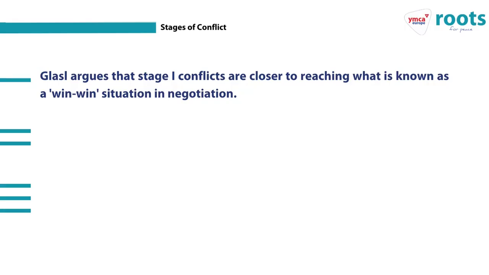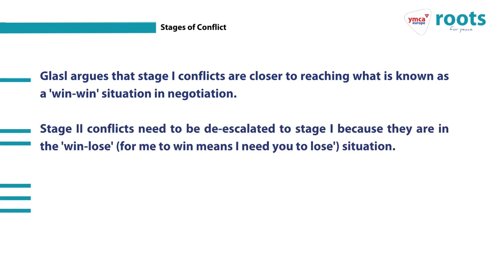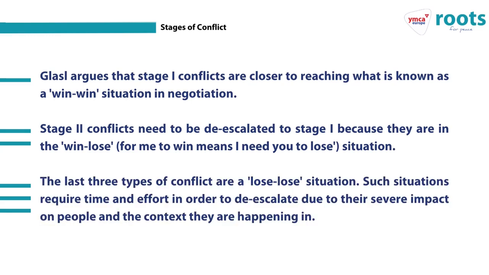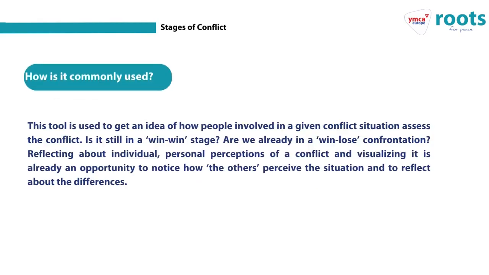Glasl argues that Stage 1 conflicts are closer to reaching what is known as a win-win situation in negotiation. Stage 2 conflicts need to be de-escalated to Stage 1 because they are in the win-lose situation. The last 3 types of conflict are a lose-lose situation. Such situations require time and effort in order to de-escalate due to their severe impact on people and the context they are happening in. How is it commonly used?